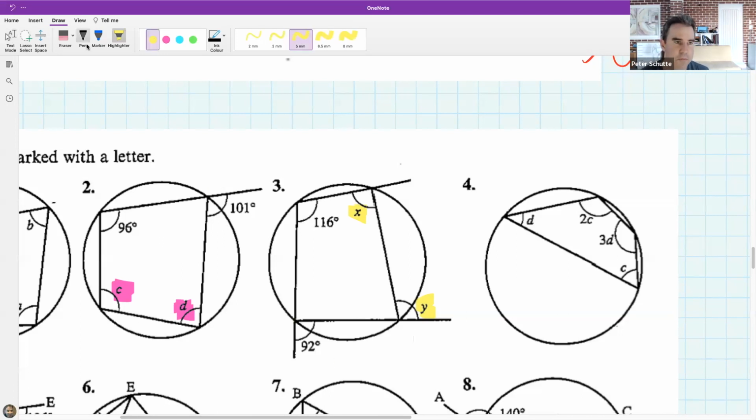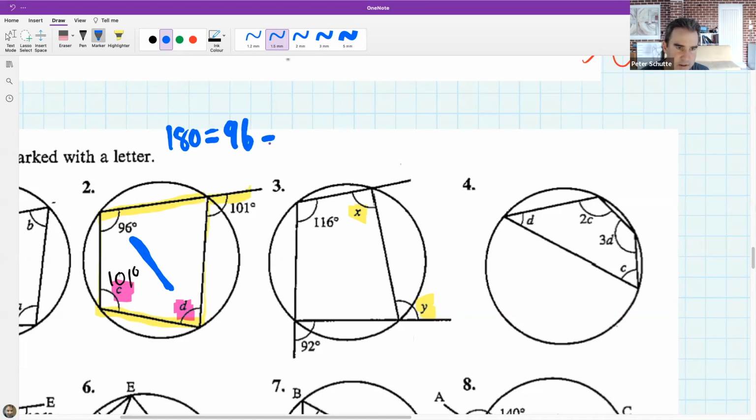Okay, so lots of people are saying that C is 101, and I completely agree because I can see the exterior angle, and then C is just the interior opposite. And then D and 96 are interior opposites, so they add to 180. So if I go 96 plus D, I get that, which makes me think that D must just be 180 minus 96, which is 84. So this should be 84. What about X and Y?